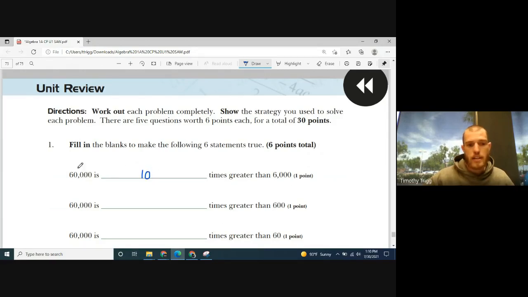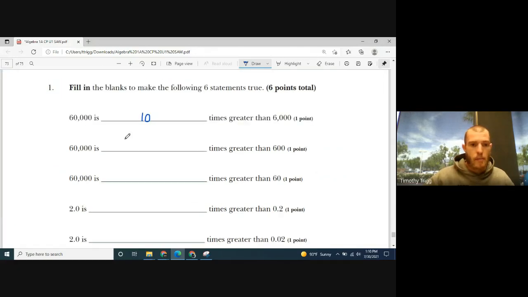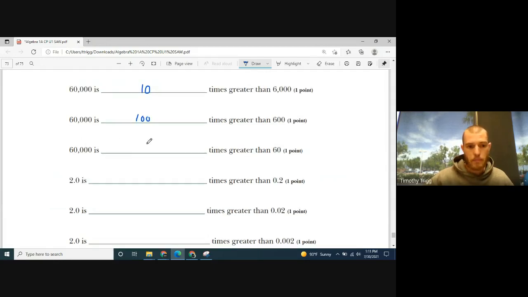So notice this has one extra zero than this, so that's 10 times greater. How many extra zeros do we see from 60,000 to, sorry, 60,000 to just 600? Well, that's 2 zeros more, right? So that's 100 times greater. And you could always check. If you do 6,000 times 10, you should get 60,000. 600 times 100 should get 60,000. All right, go ahead and see if you can do this one on your own.